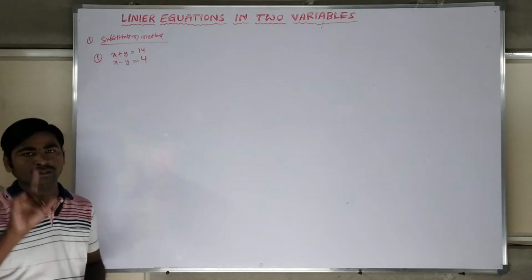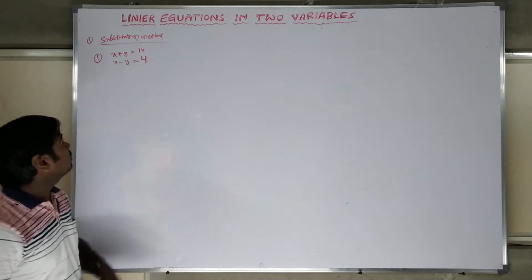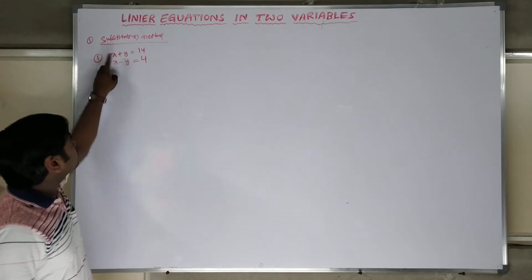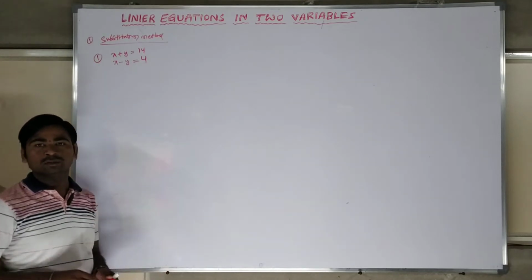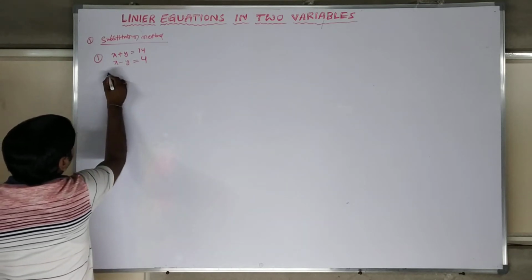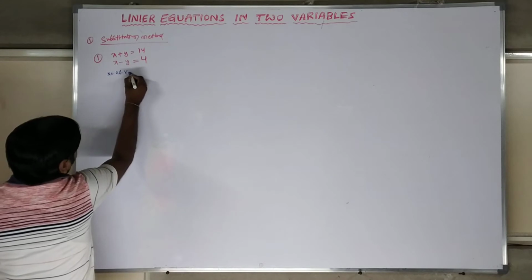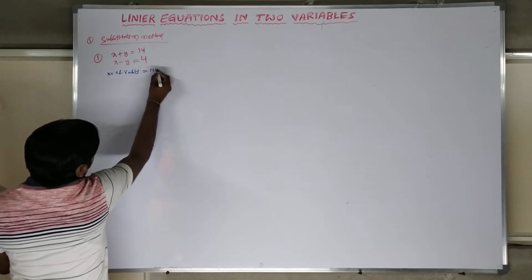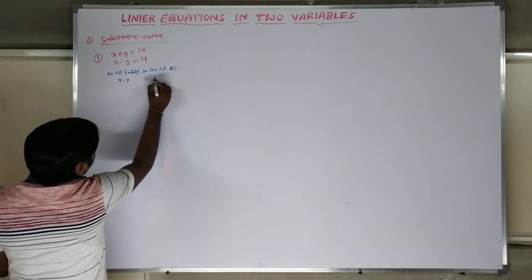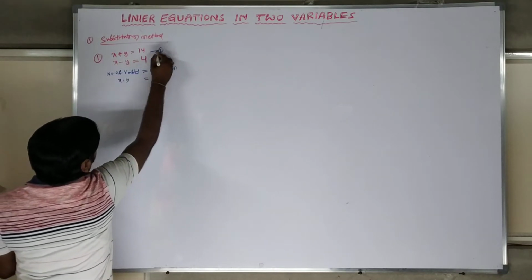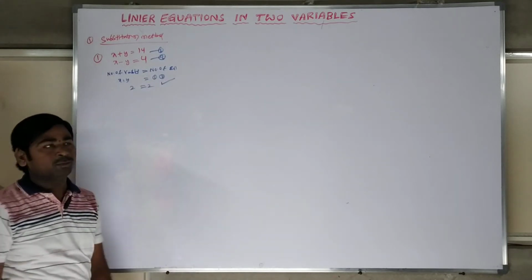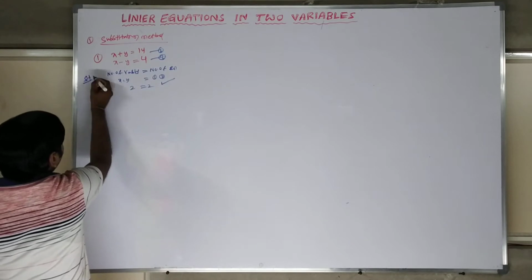Whatever problem you take, first check the conditions. What is condition number one? Number of equations is equal to number of variables or not. How many variables? Two variables, x and y. How many equations? Two equations, equation 1 and equation 2. So the number of variables is equal to the number of equations, 2 is equal to 2. We have a solution. This is step number 1.